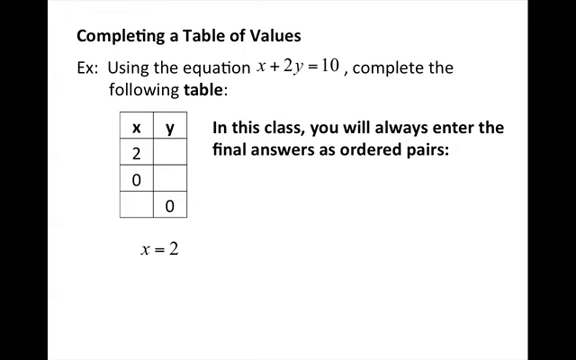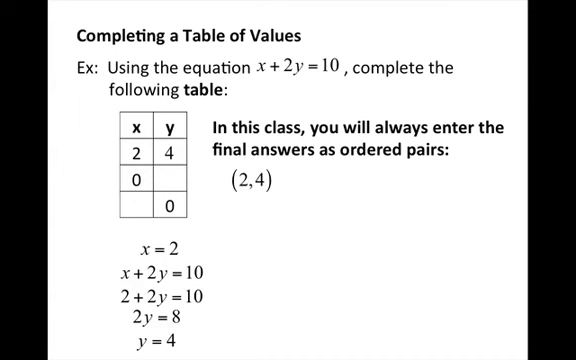So let's look at when x is 2. I start with the equation x plus 2y equals 10 and replace the x with a 2. So I'm going to have 2 plus 2y equals 10. Now subtract 2 from each side and you get 2y equals 8. Now divide each side by 2 and y equals 4. So the y value is a 4, and this gives me the ordered pair (2, 4). So never stop at the table. You're always going to give the final answers as ordered pairs.